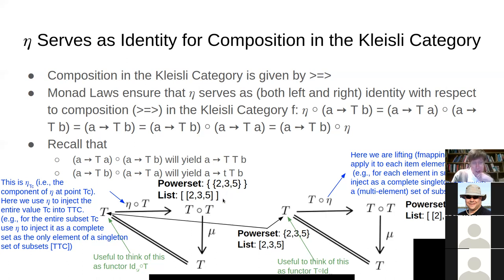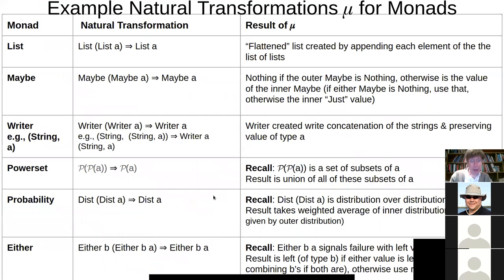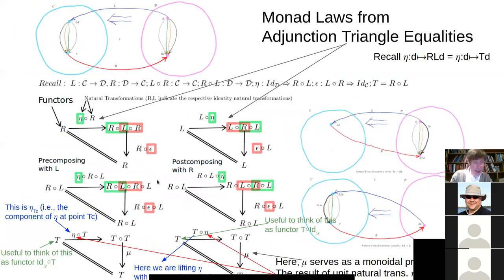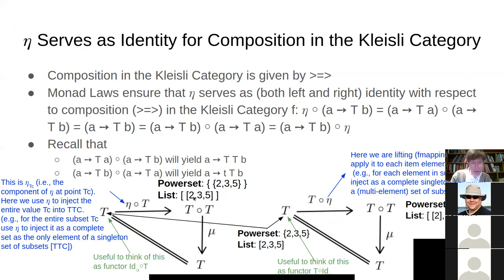Great. And now mu. Well, what's mu going to do? Well, look, mu does different things for different monads, right? We saw that here. For a list, it flattens the list. It just concatenates everything within that list. Well, everything in the list is 2, 3, 5, so it turns it back into 2, 3, 5. It's the only thing there. And that's the same as this one. That's the long equality sign, right? It's the same thing. It's guaranteed to be the same thing.